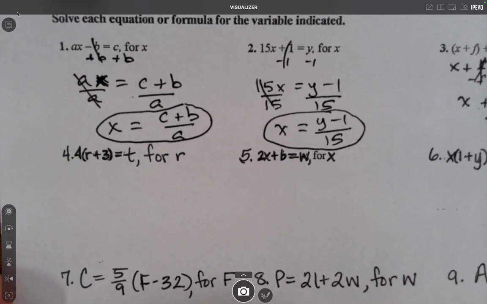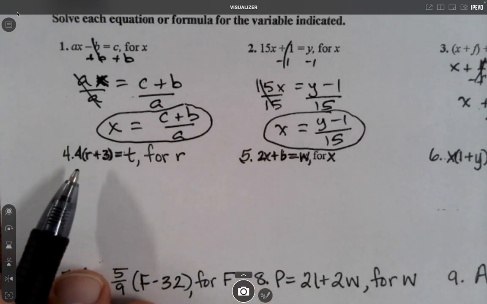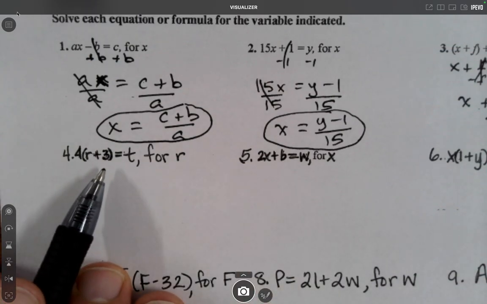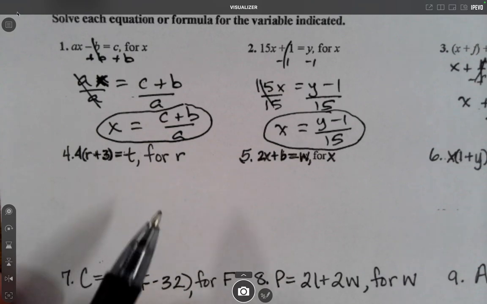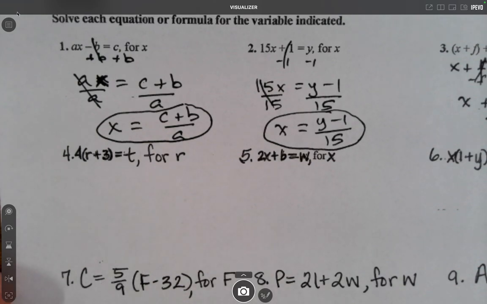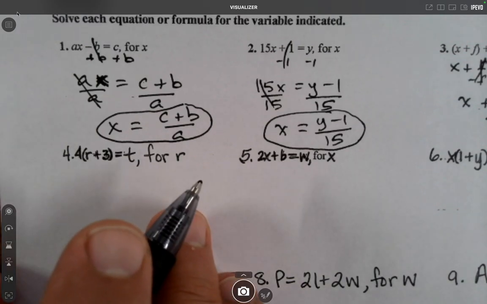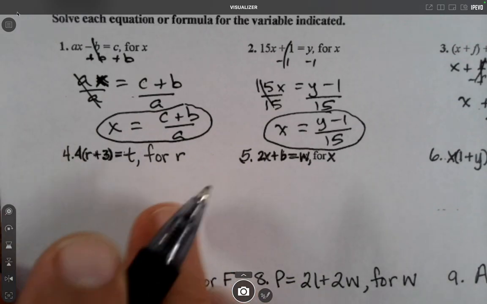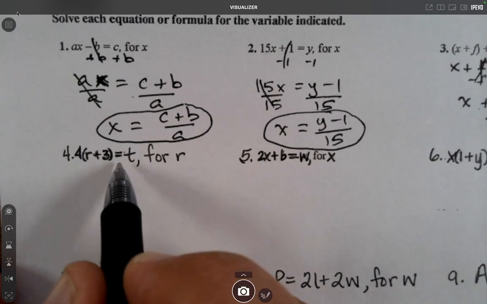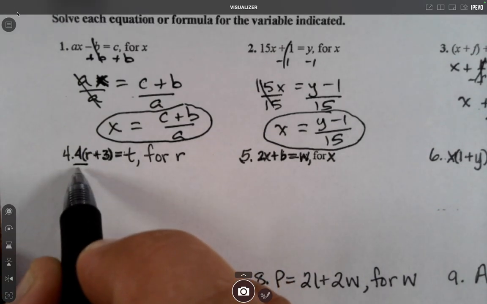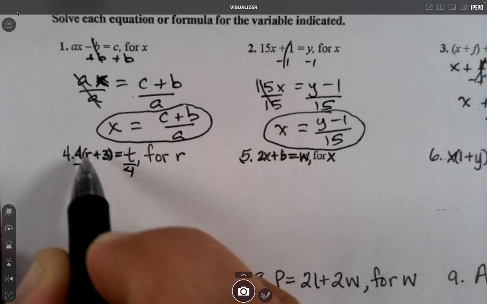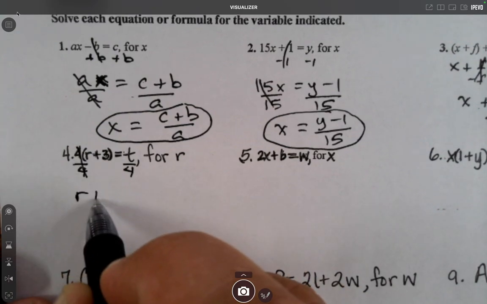Now number 4, it says 4 times r plus 3 equals t. We're supposed to solve it for r. It is truly fine if you want to distribute and solve for r. You will definitely get a correct answer. That's no problem. In my opinion, though, it's quicker and simpler in this case because you're not dealing with numbers anyway, so it's not really going to be complicated if we divide by 4. So instead of distributing, I'm going to choose to divide both sides by 4. Because then I don't need those parentheses anymore.